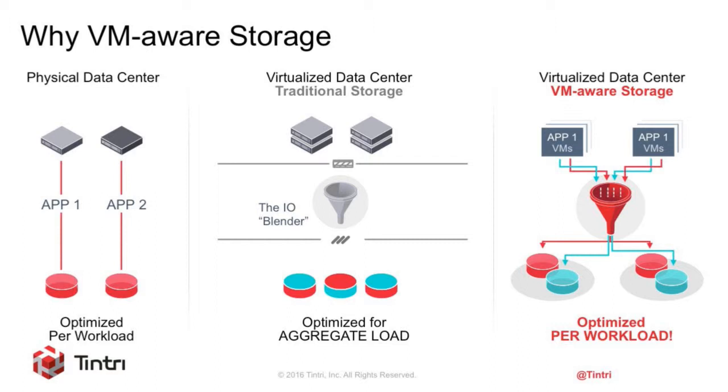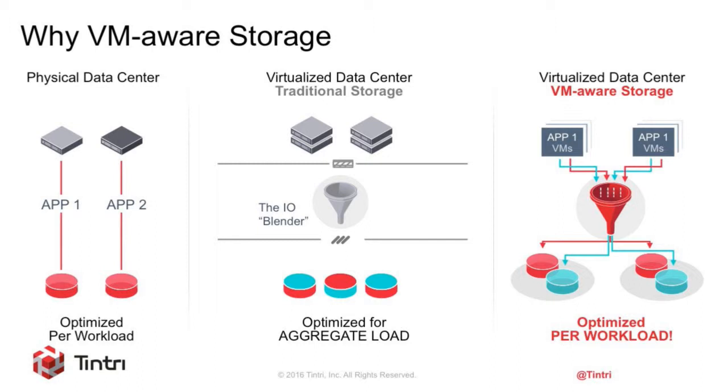How it comes through: if you look at the physical data center, the apps were mapped to bare metal, optimized per workload. It was a simple one-to-one mapping. It worked out great. You had the performance and everything given.